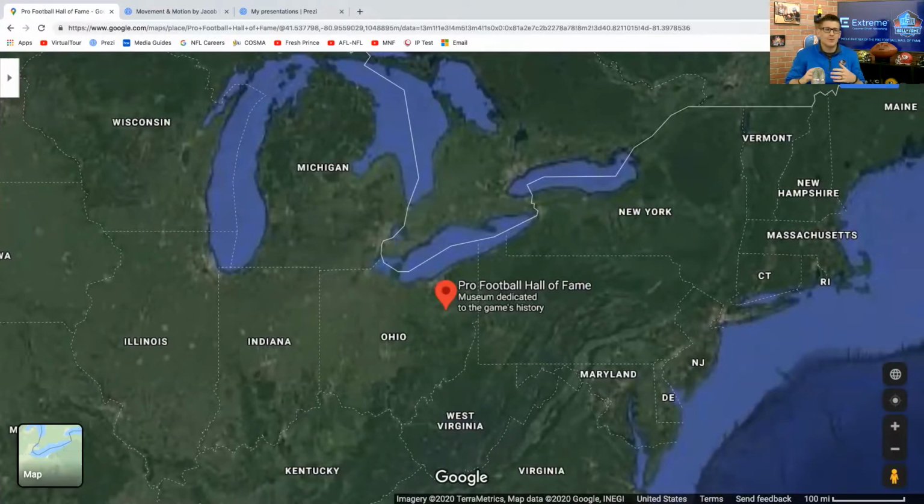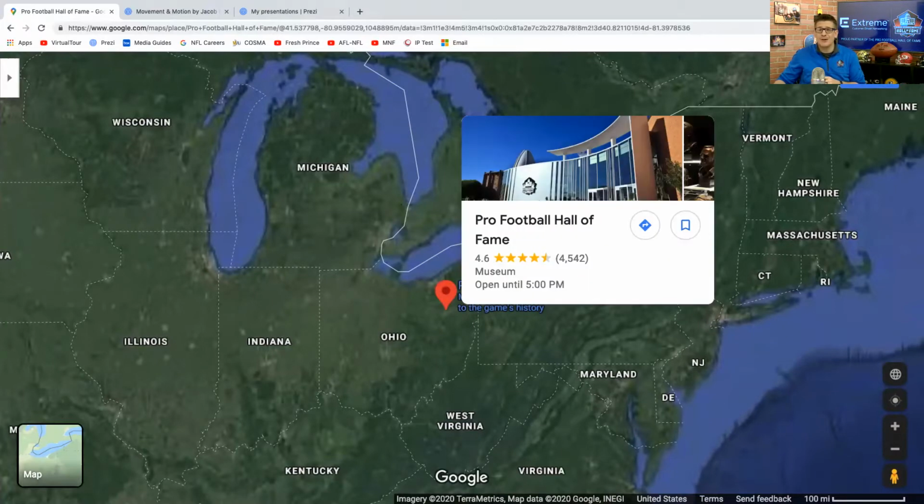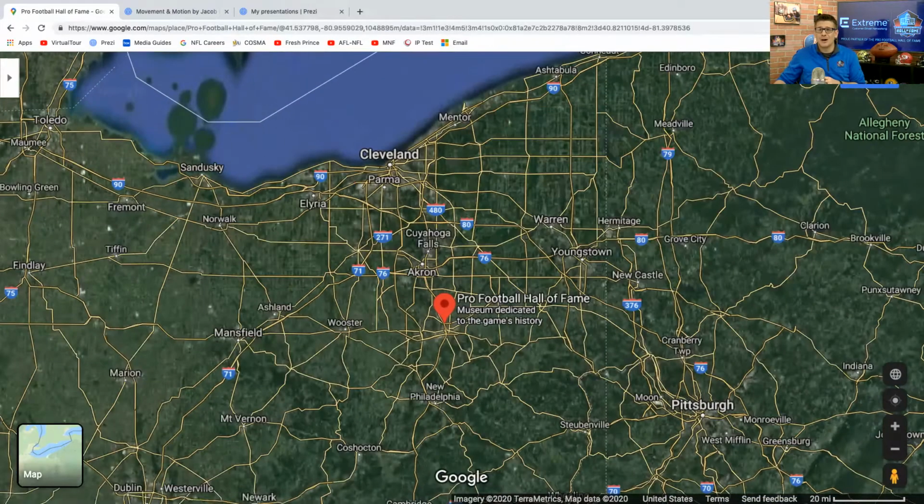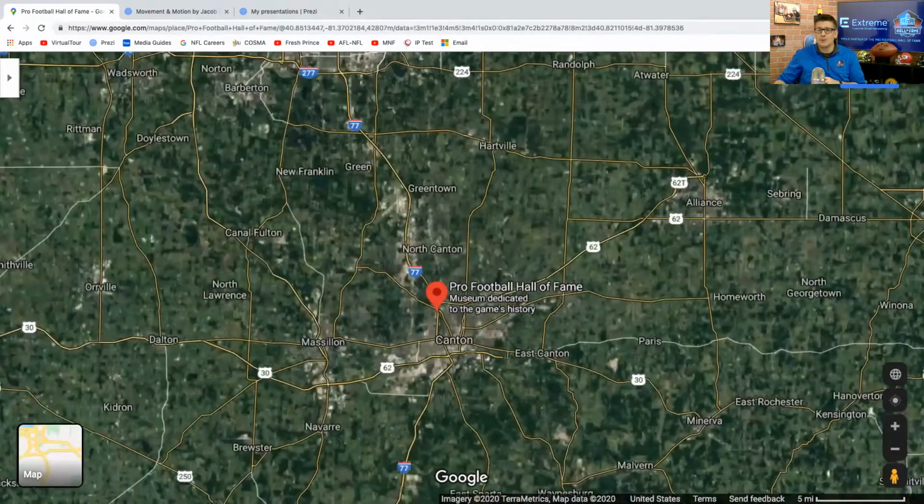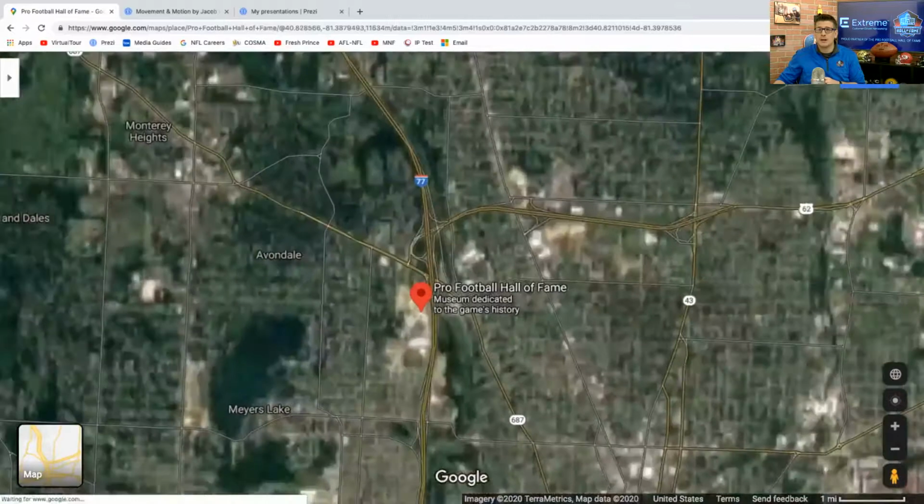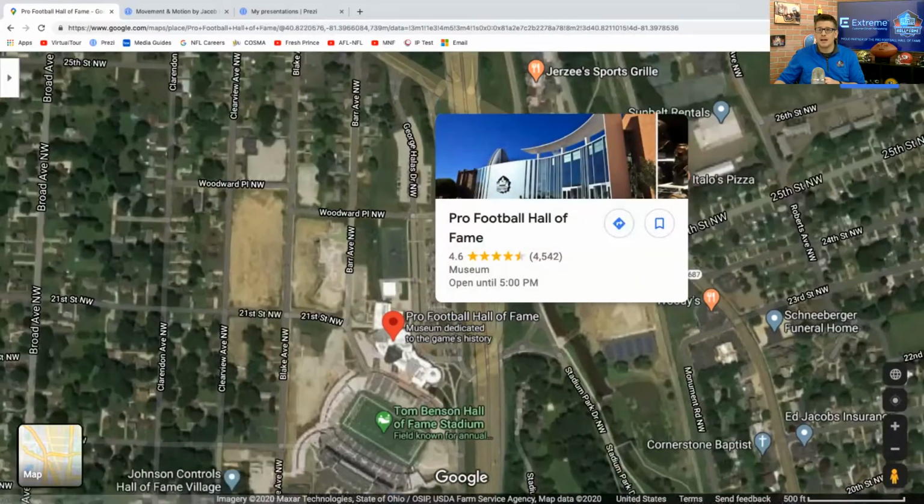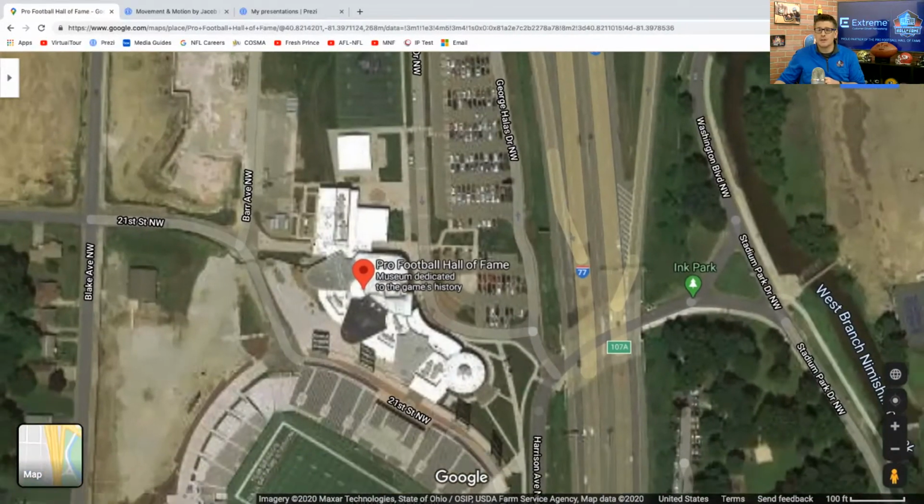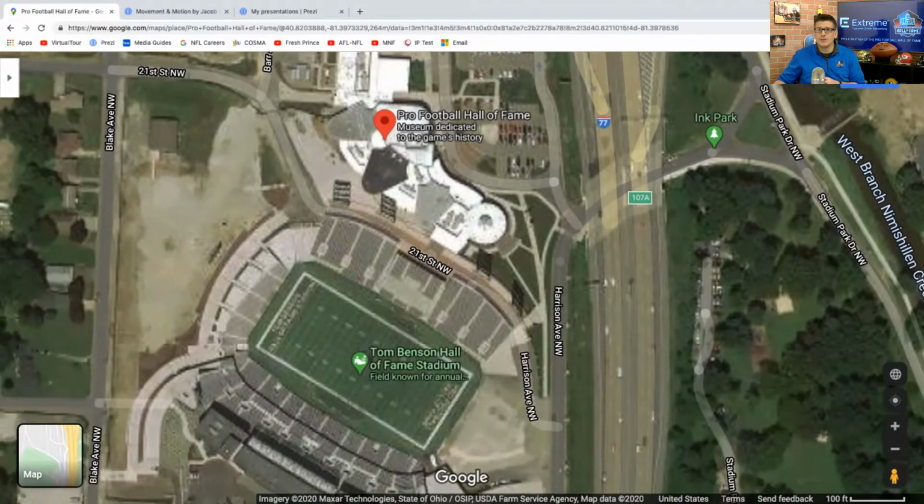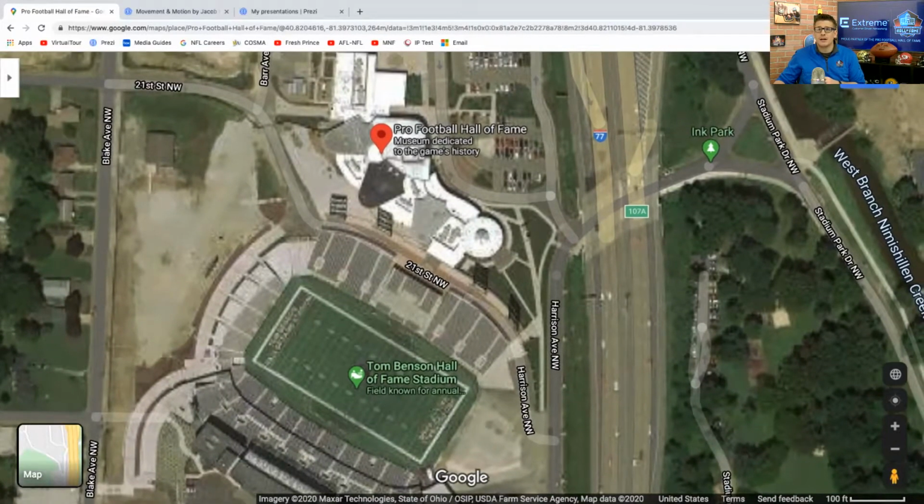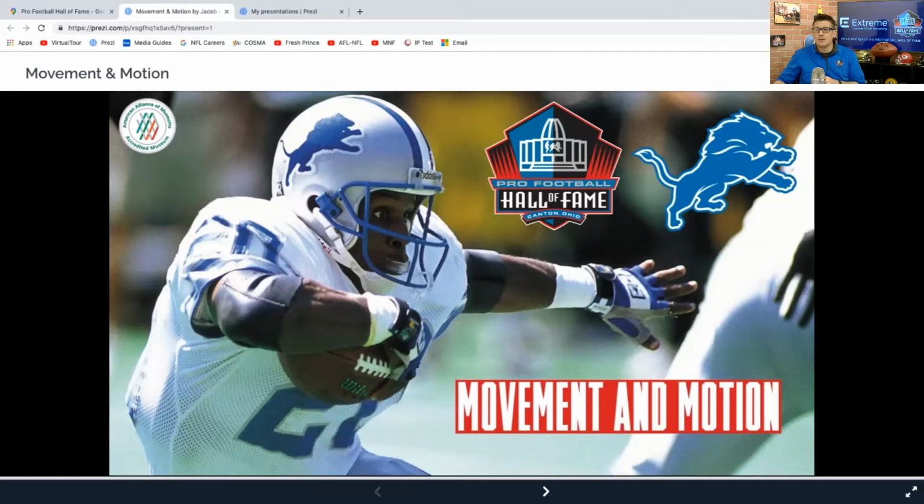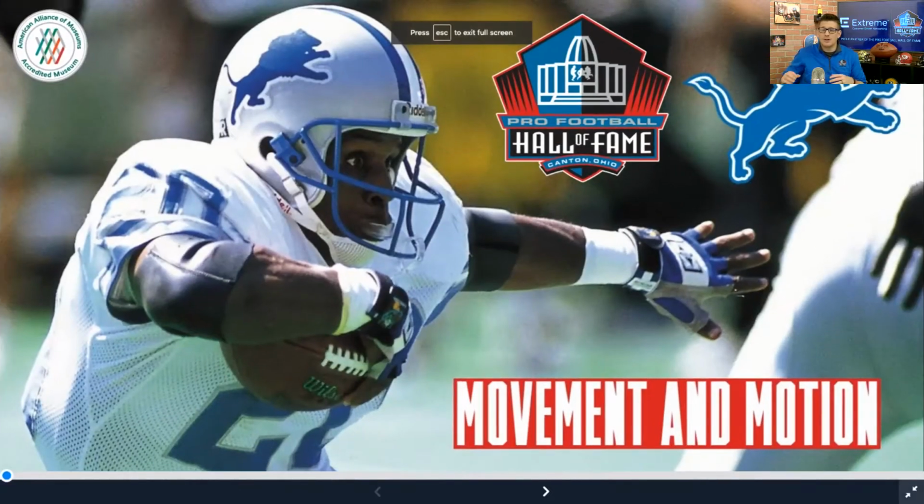So those of you that might be watching this from not only all over the country, but maybe all over the world, you can see the Pro Football Hall of Fame is in Northeast Ohio. It is in a city called Canton, Ohio. And we are the home of the Pro Football Hall of Fame. And I can kind of zoom in on our building. And you can see Tom Benson Hall of Fame Stadium next to us where the Hall of Fame game is played. And so as we go into our Prezi today, we're going to talk about movement and motion.